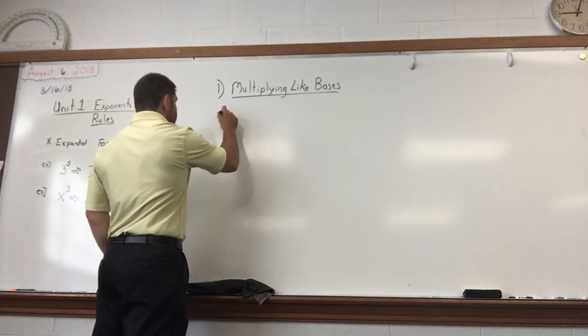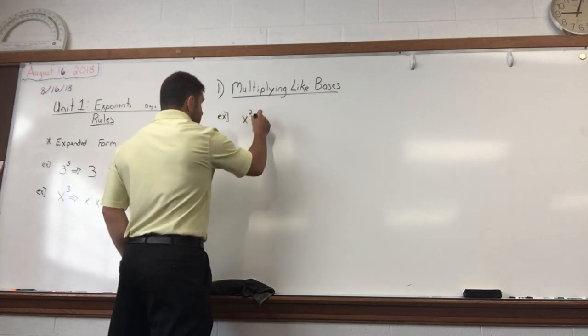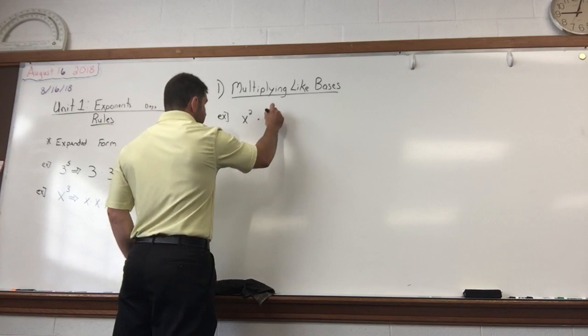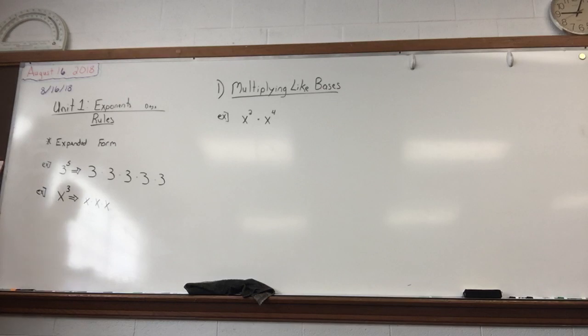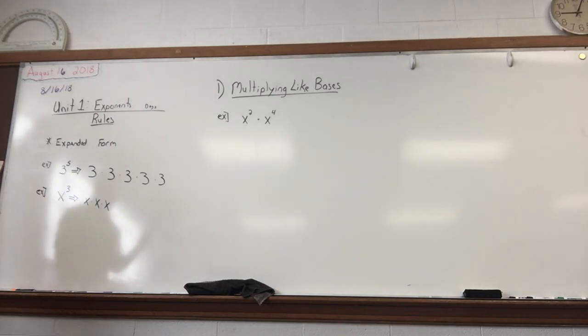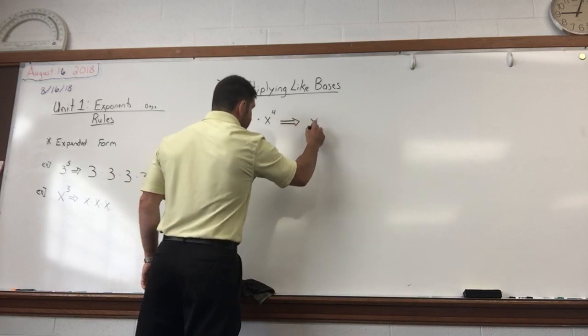So here's my first example. I'm going to say x squared times x to the 4th. My first question to you, do we have like bases? What is the like base? Come on, I need more hands. Come on. Tell me your name. Carly. Carly. X. My base is x. So I'm just going to go over here, and I'm going to say it's x.